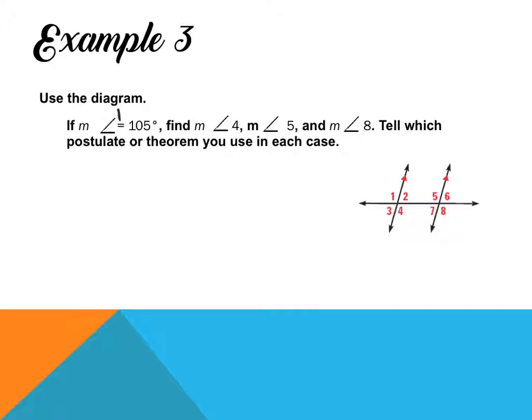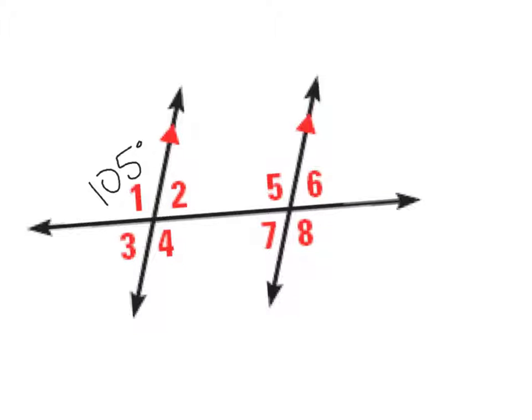A little symbol jumped on top of the 1. So let's say the measure of angle 1 is 105. You want to find the measure of angle 4, 5, and 8, and then tell which postulate or theorem you used in each case. So this is a 3-part answer, and each part has its own explanation.